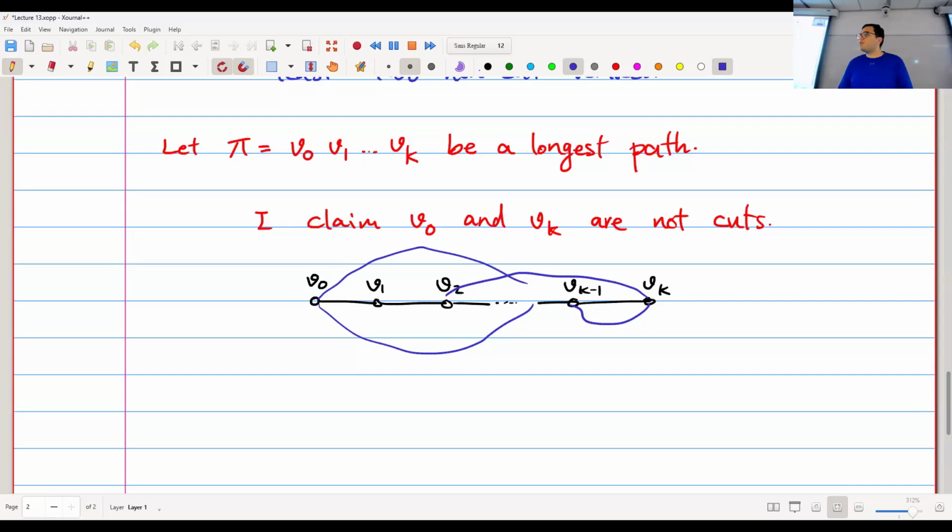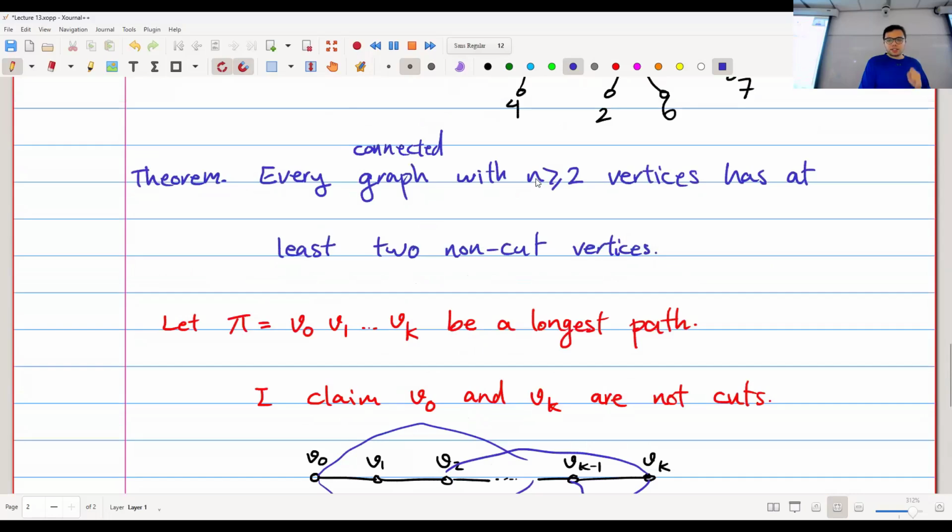Now, the argument for Vk is exactly the same. It's just like the mirror image of V0. All of its neighbors are in this path. So if I remove Vk, all of its neighbors can still reach each other. So if my graph was connected before, it's going to be connected after. So both V0 and Vk are definitely not cuts. So I have two vertices that are not cuts.